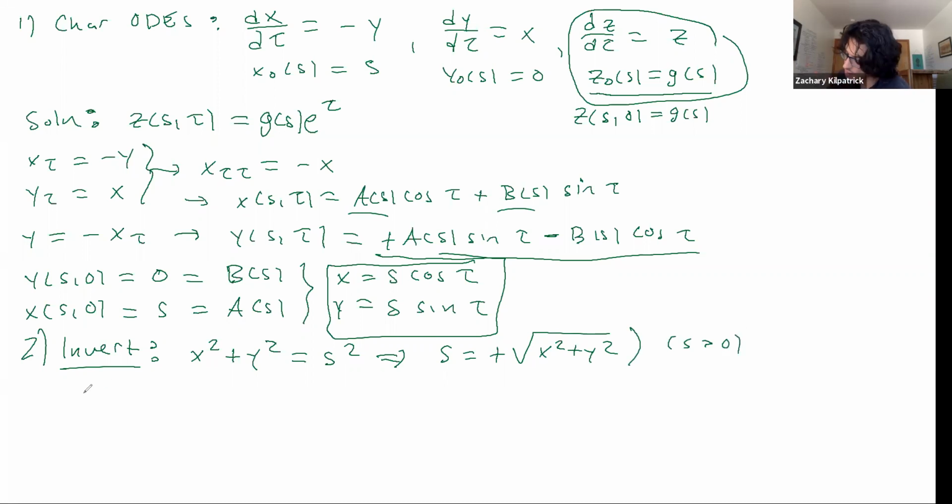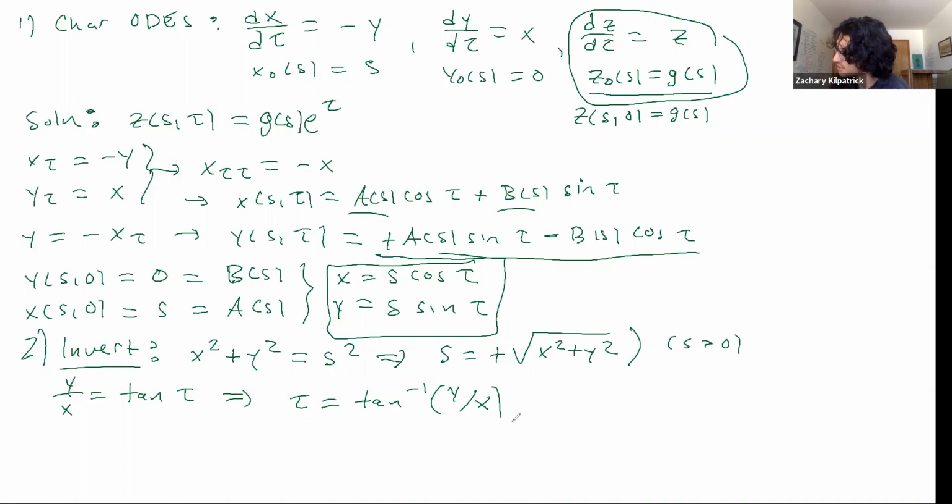For tau, what I can do is take y divided by x, for instance, and that's going to cancel out the s's, and I'll just get a tan of tau. And I get tau equals tan inverse of y over x, okay? So I'm almost there, actually. I'm not that far away now.